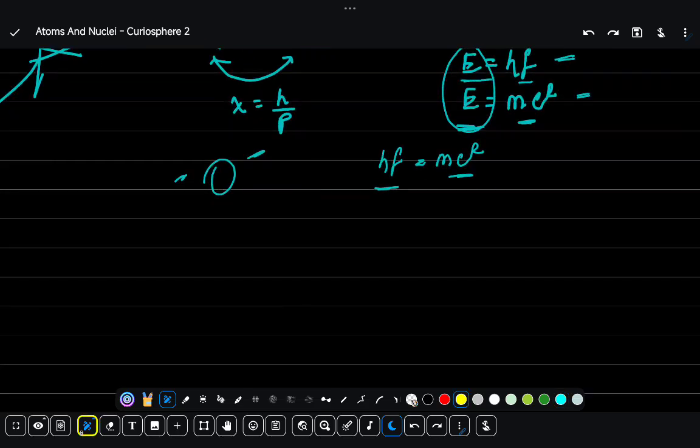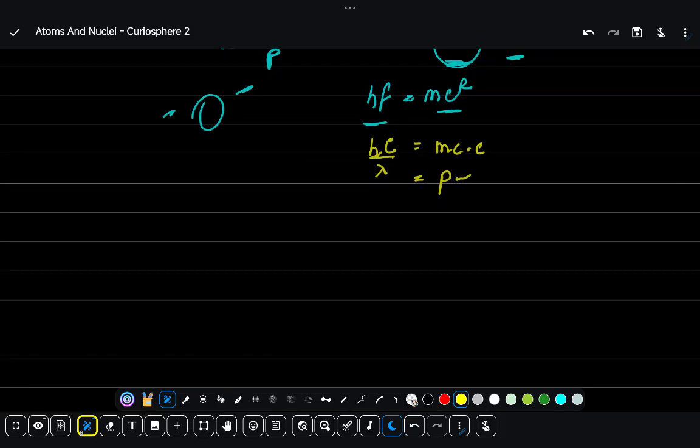Now refining this formula further, f can be written as c by lambda, where c is the speed of light. mc squared can be written as mc into c, right? mc is nothing but the momentum of the particle. Ideally it is not moving at the speed of light, but for now let's assume it is moving at the speed of light, so p into c. Wait, I'll write it here.